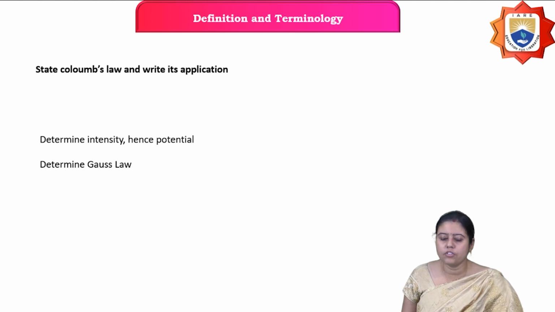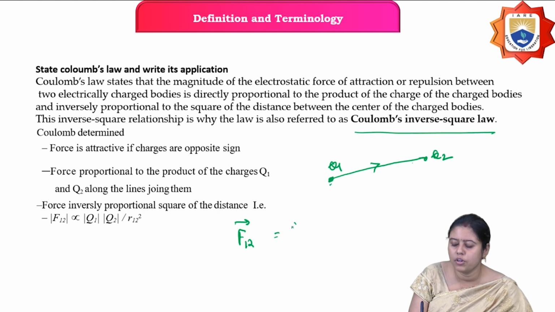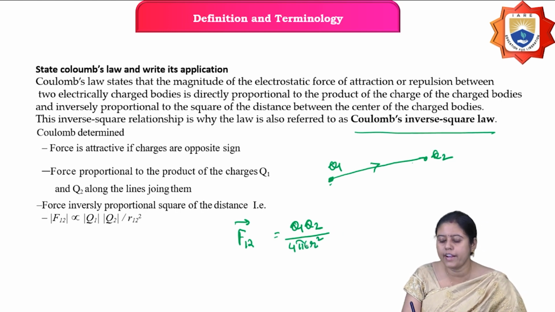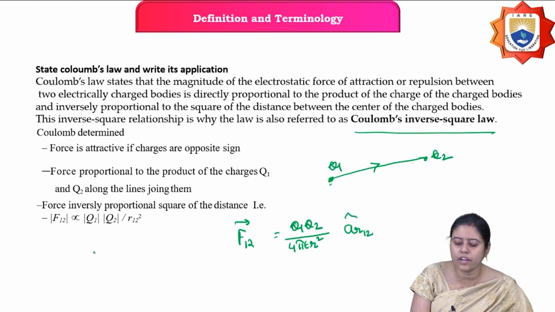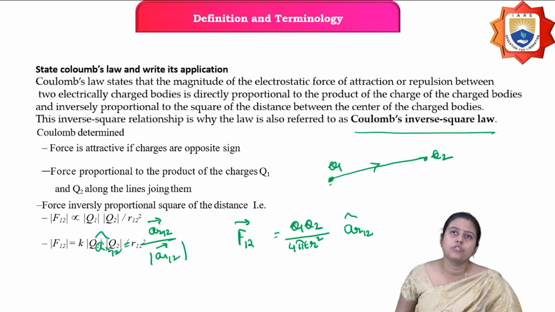So we can also write this in the vector form, that force F12 is equal to Q1 Q2 by 4 pi epsilon r square. This is the proportionality constant. And what is the direction? The direction is aR12. What is the meaning of aR12? aR12 means R12 by mod of R12. And this is the vector form of the Coulomb's law.